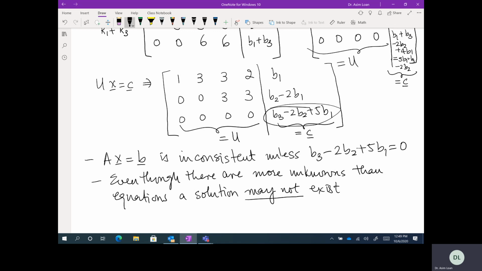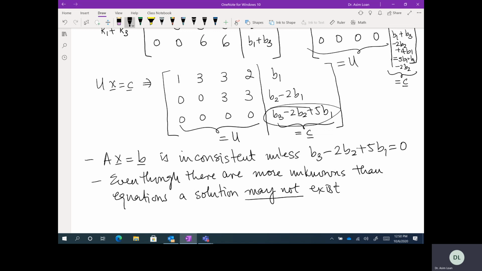So Ax is equal to 0. If the number of unknowns is greater than the number of equations, we will always have a solution. We have infinitely many solutions at least because of the free variables. But unlike Ax equal to 0, in Ax equal to b we may not have a solution, and we may have an inconsistent system of equations unless this thing is satisfied.